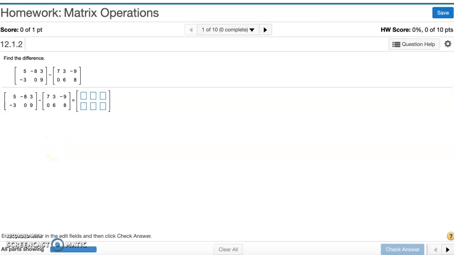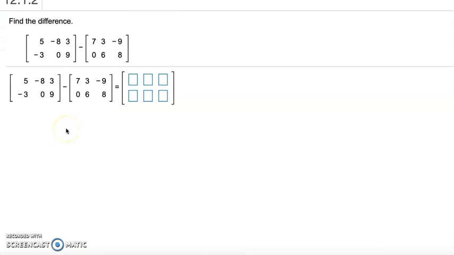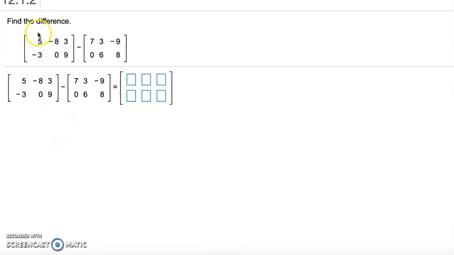Matrix operations. Number 1 is asking you to find the difference. Zooming this in, we will subtract same position from same position. So 5 minus 7 will give you negative 2. Negative 8 minus 3 is negative 11. 3 minus a negative 9 will be 3 plus 9, which is 12.